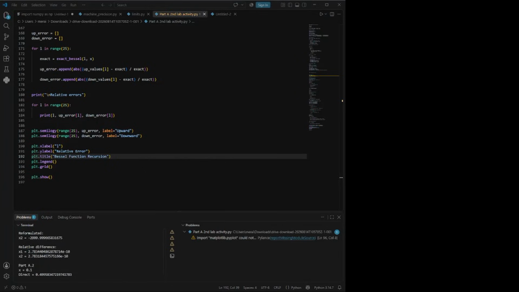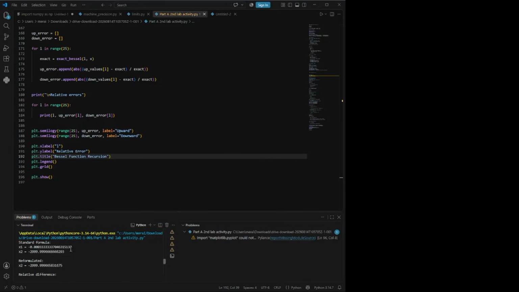I don't think you can see the graph, but it's showing on my screen, but it's not being recorded, so I'll just state what's in there. As I can see, my downward recursion is more stable because it is 10 to the power of 0. Okay, my downward recursion. But let's see my result for my first one.